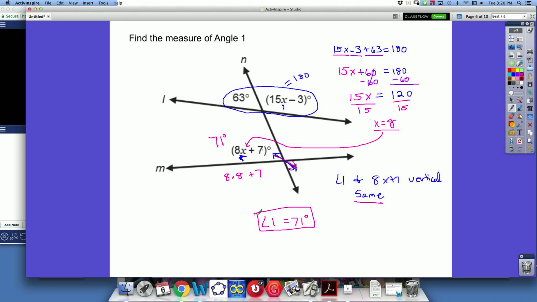So all the problems in this section are going to use your same vocab words from lesson 1. You need to know your supplementary angles and your vertical angles. And then you'll do your basic algebra to solve for x and then plug it in. So go ahead and get working on this section and let me know if you need any help.